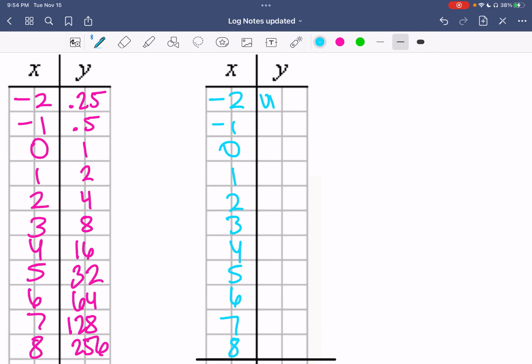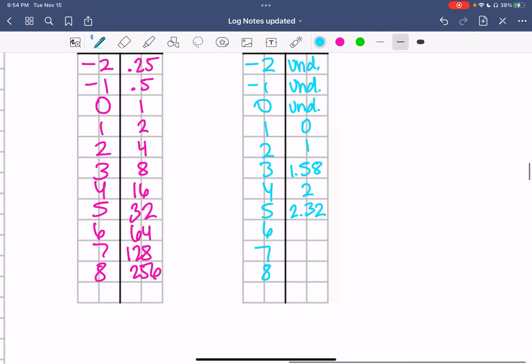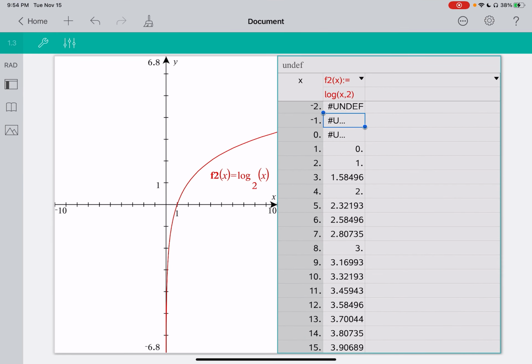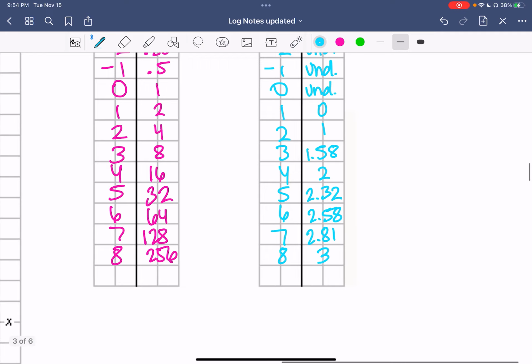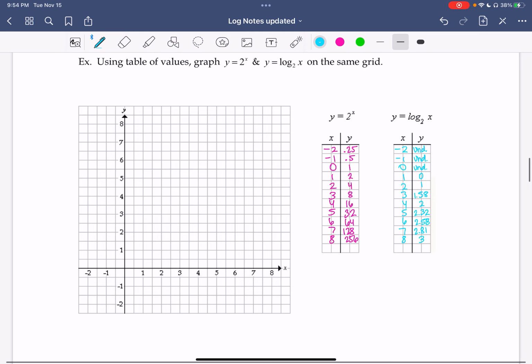So the first three were undefined. And then it went 0, 1, 1.58, 2, 2.32, 2.50, what was it for 6? 2.58, 2.81, and then finally 3. Okay, so I'm just going to pick some of these to plot on our graph.